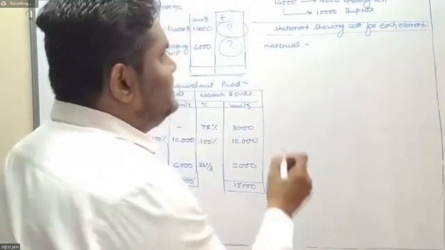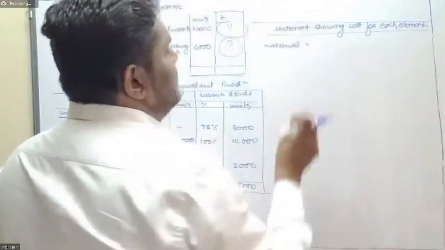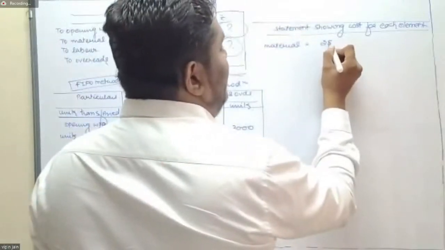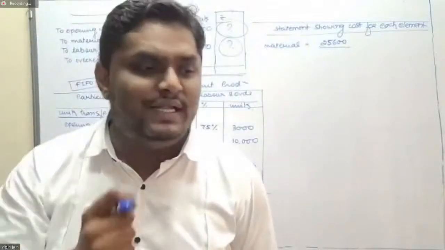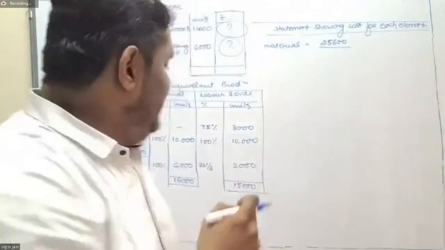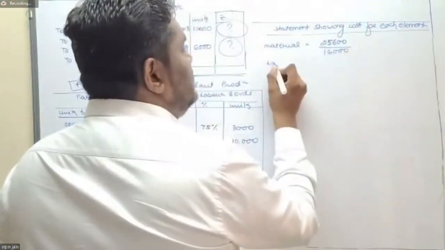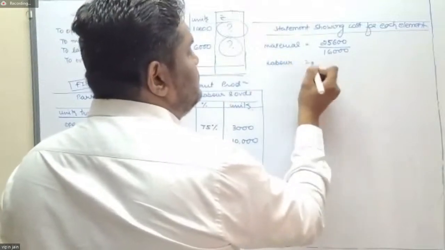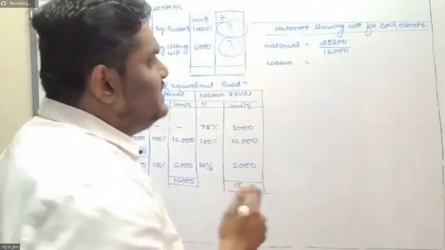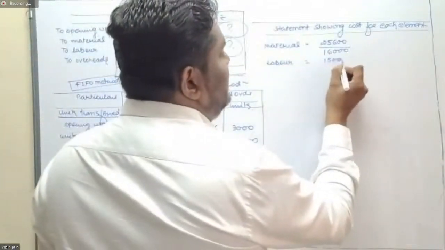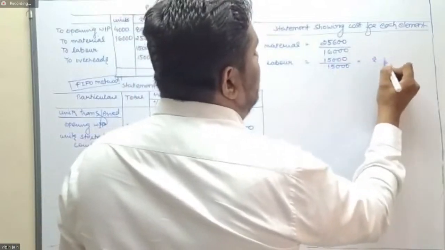Total material cost that is incurred, this part is of no use, it's already discussed. The material cost that is incurred this year is 25,600. This much is the cost that is incurred during this year, divided by equivalent number of units, that is 16,000 for material. Similarly, for labor, the total cost that is incurred during this year is 15,000. So 15,000 divided by 15,000, so you've got rupees 1 per unit.